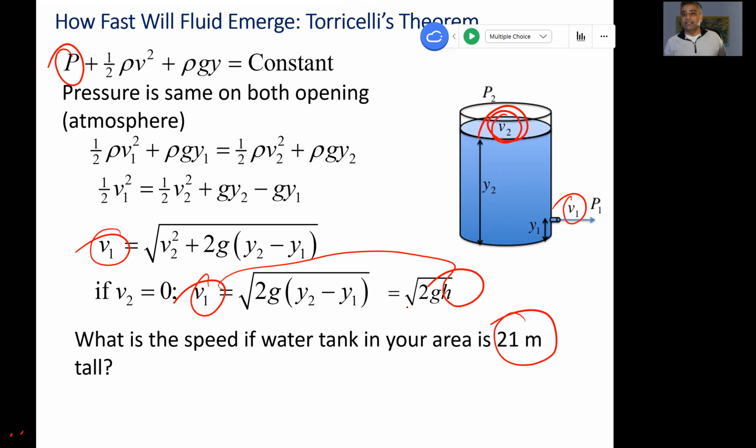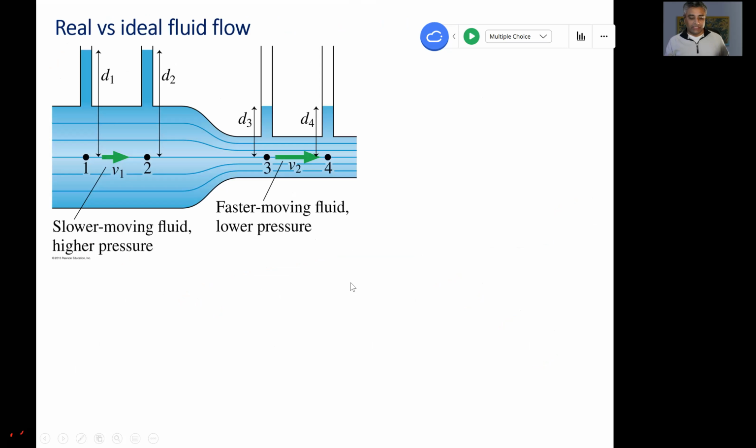So that's why they keep tall tanks in the city, so that we get fast water flowing through our shower, okay? Not just in the kitchen.